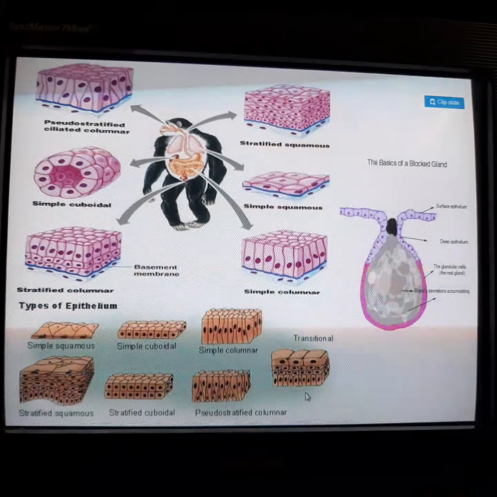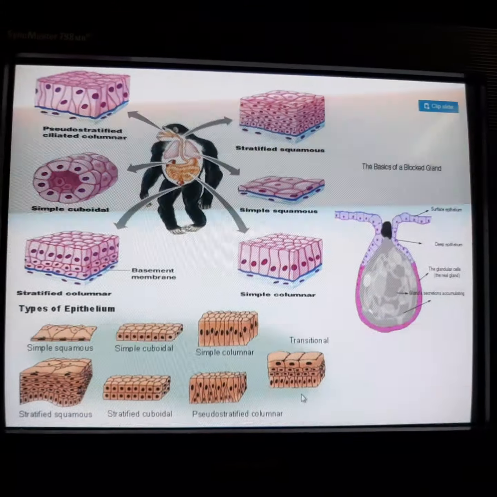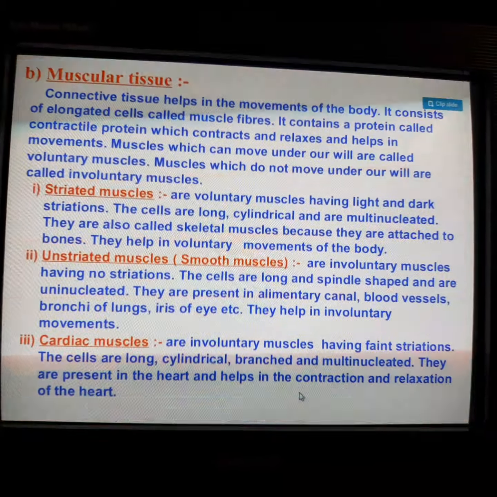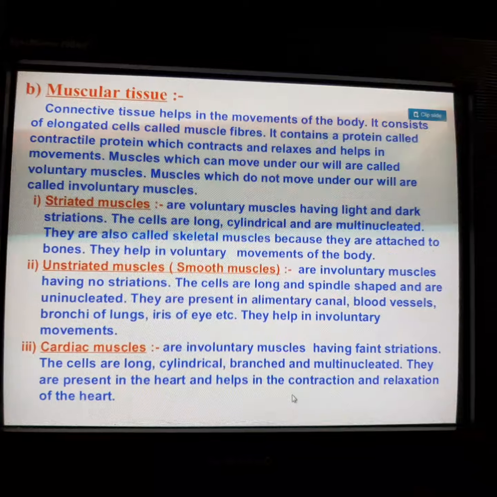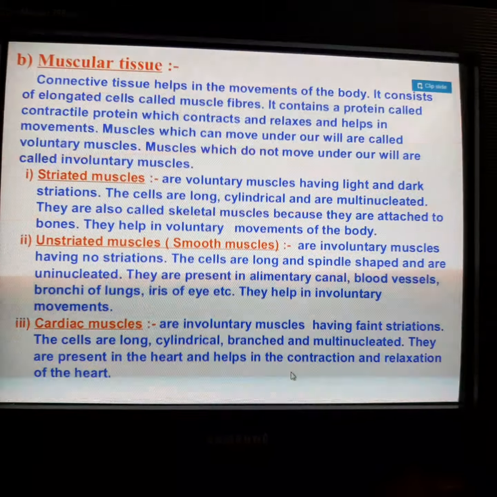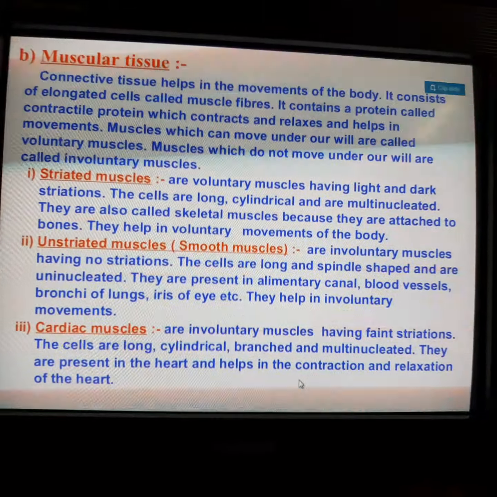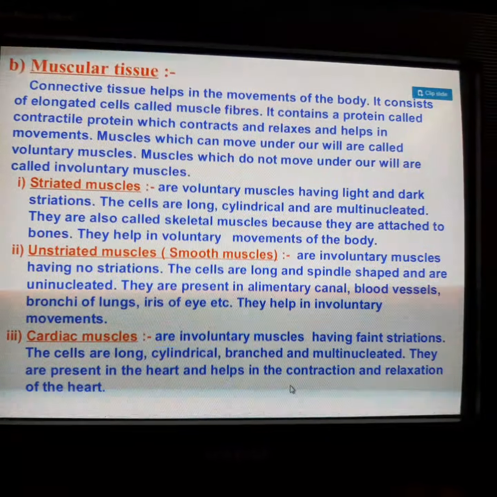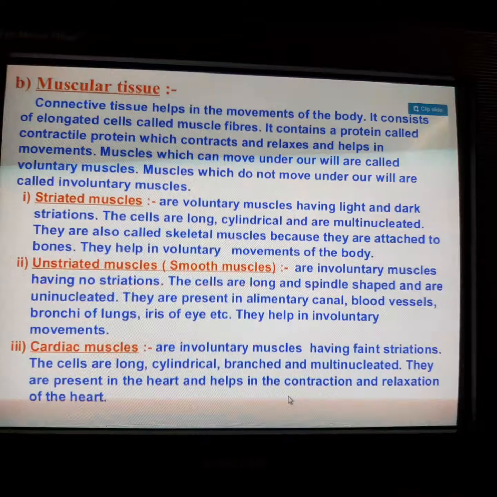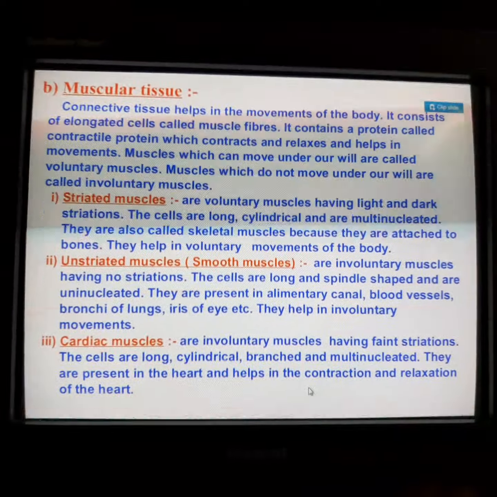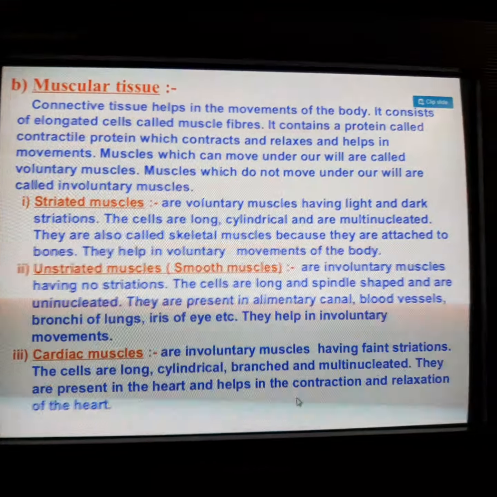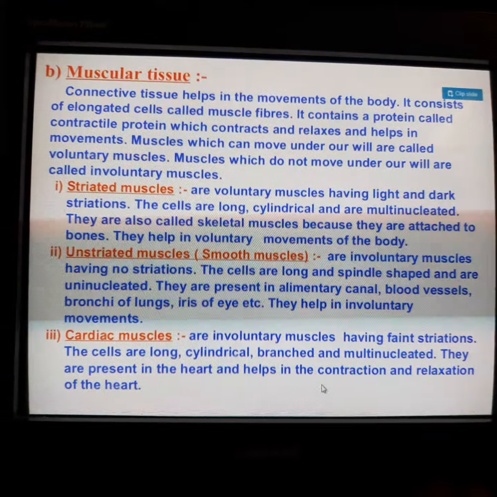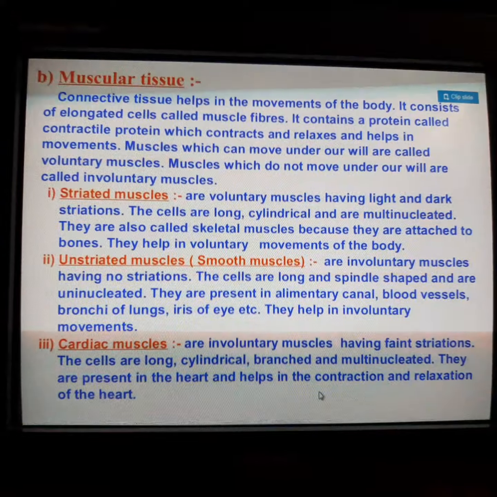Next we will be starting with the muscular tissue. Usually it is made up of muscle fibers, which are long cells, and it allows movement in our body. How does this cause movement? This tissue contains a special type of protein called the contractile protein. These proteins cause contraction and relaxation of the muscles.